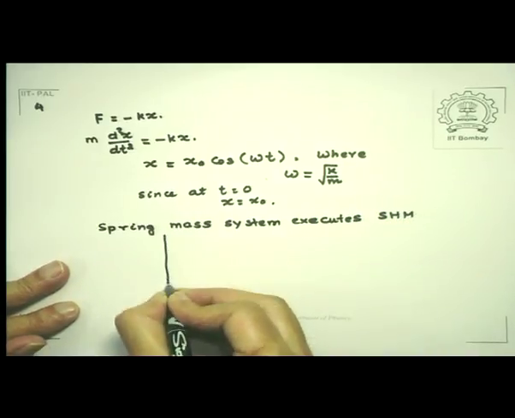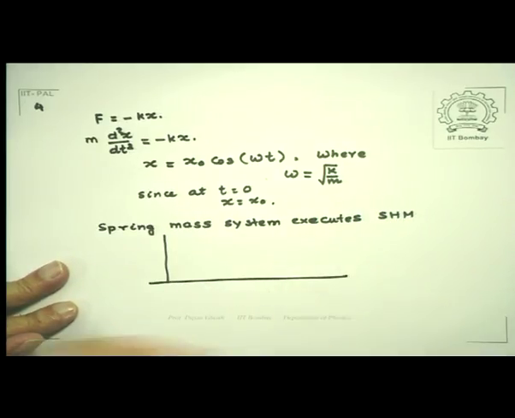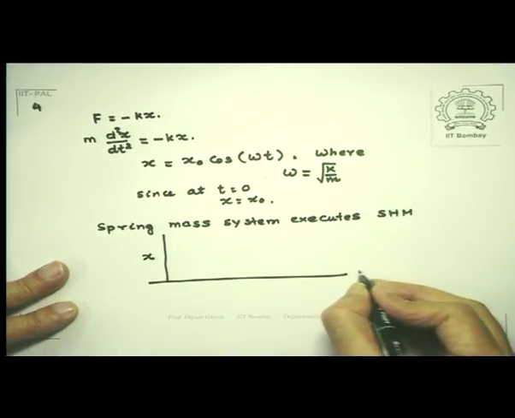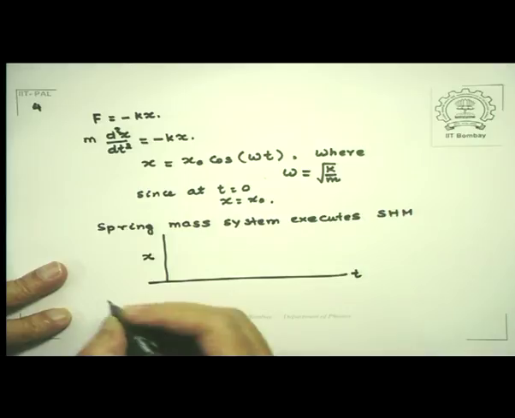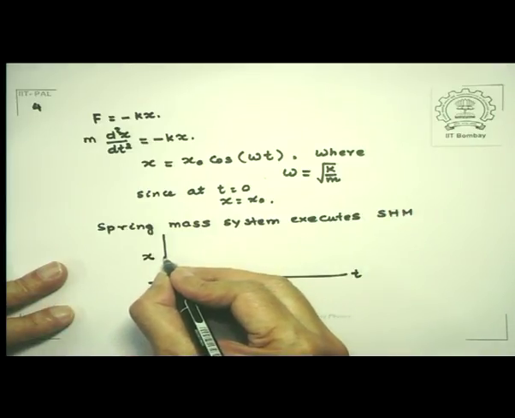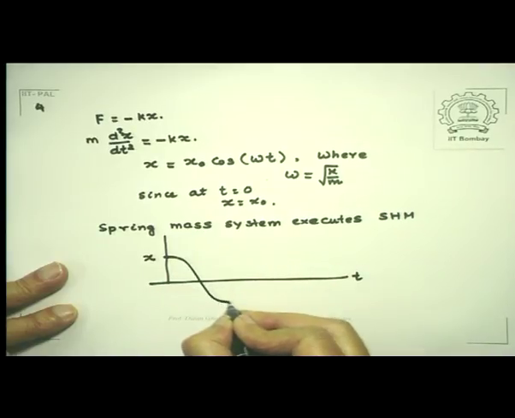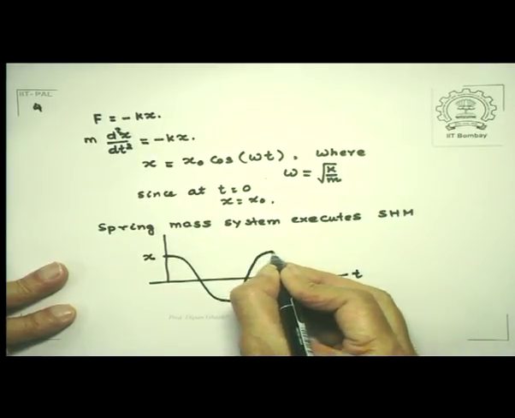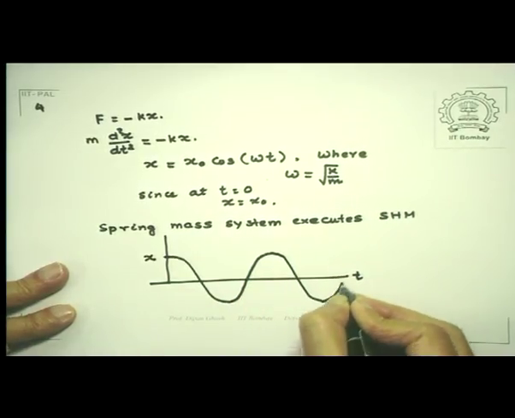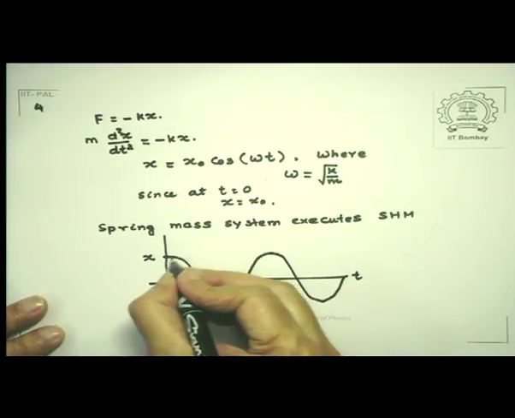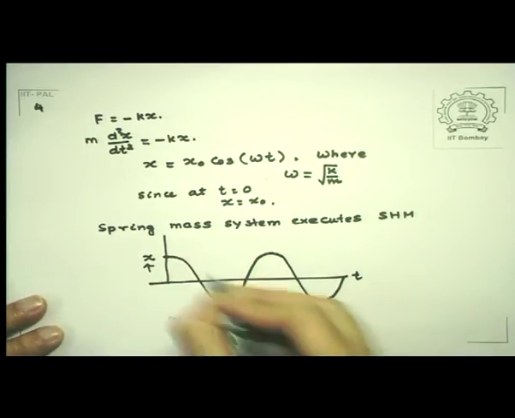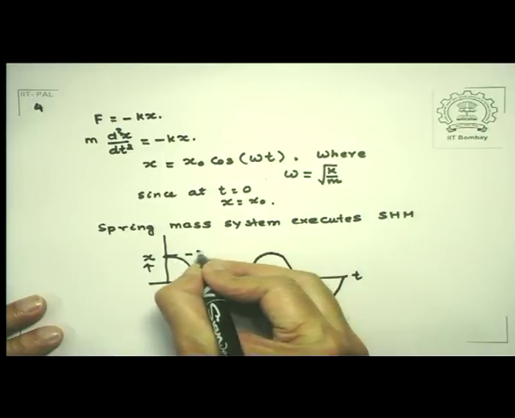And if you plot the displacement of the particle as a function of time, what you find is that since at t equal to 0 x was maximum, so let me do this. This is the way the motion continues. So this amount is x0.